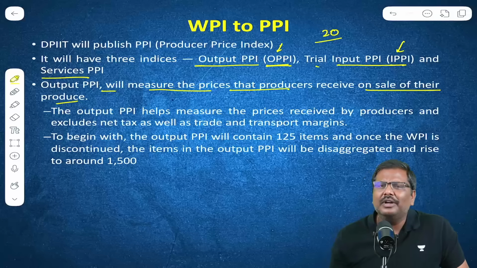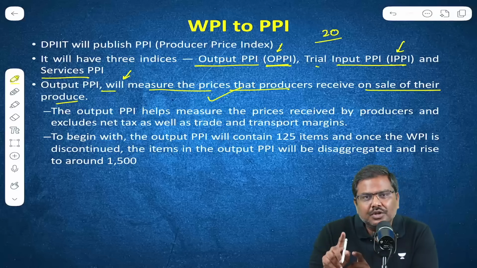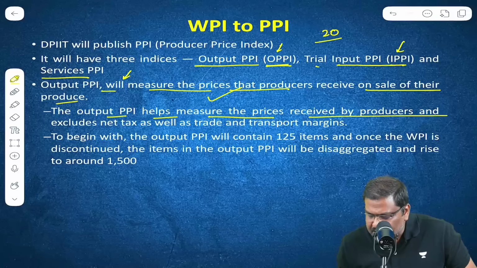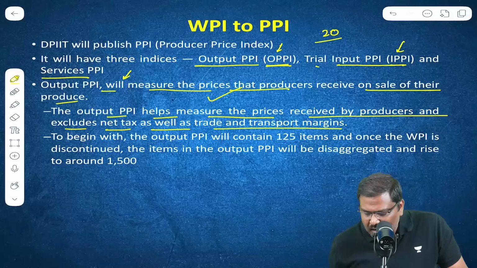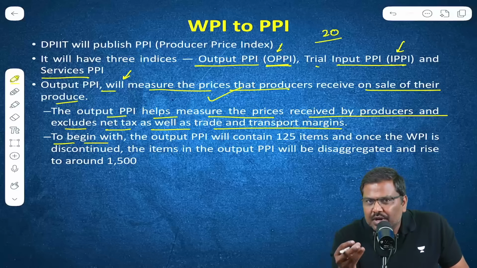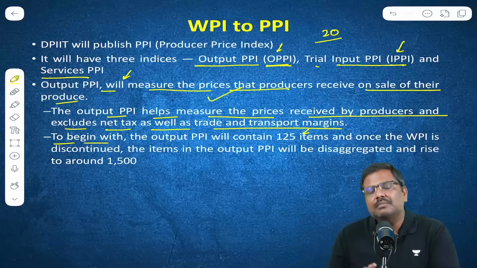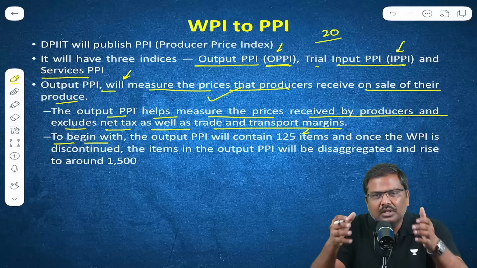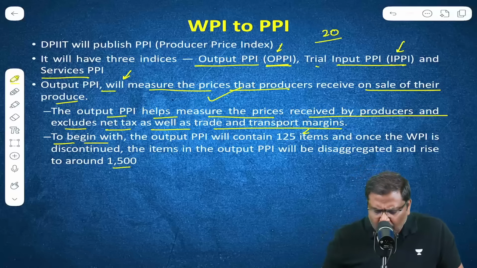And once I exclude all of it, what I receive is basically the price that will be considered for the calculation of Output PPI. So the Output PPI will help measure the prices received by the producers after excluding net tax as well as the trade and transportation margin. Right? And in the calculation of Output PPI, to begin with, we will publish considering 125 items in the basket. And over a period of time, once the WPI is discontinued, the basket will be expanded to cover 1500 items. This is Output PPI.